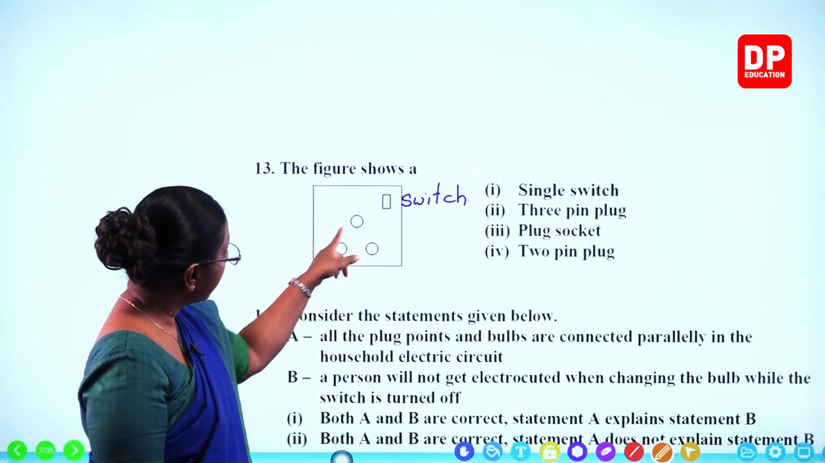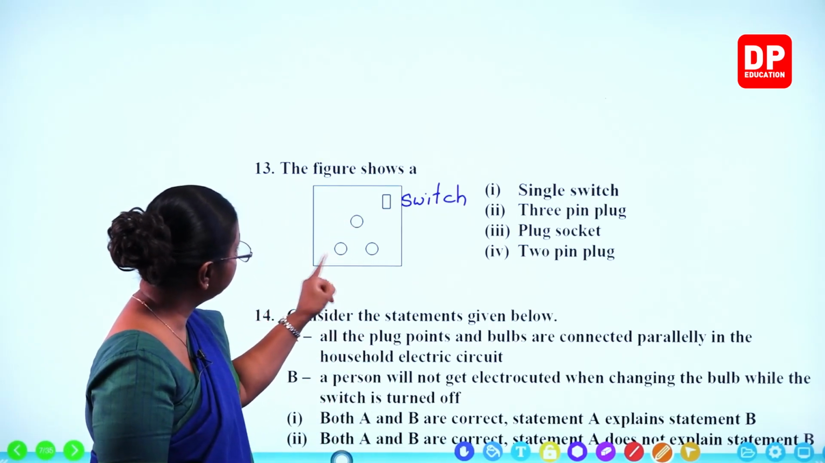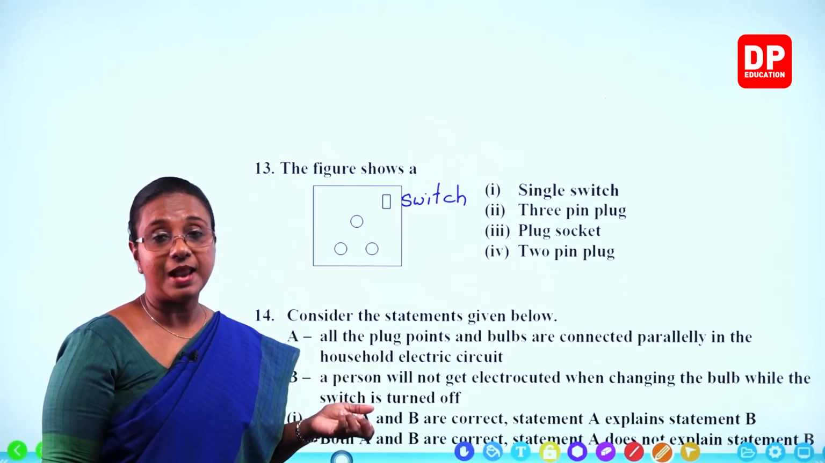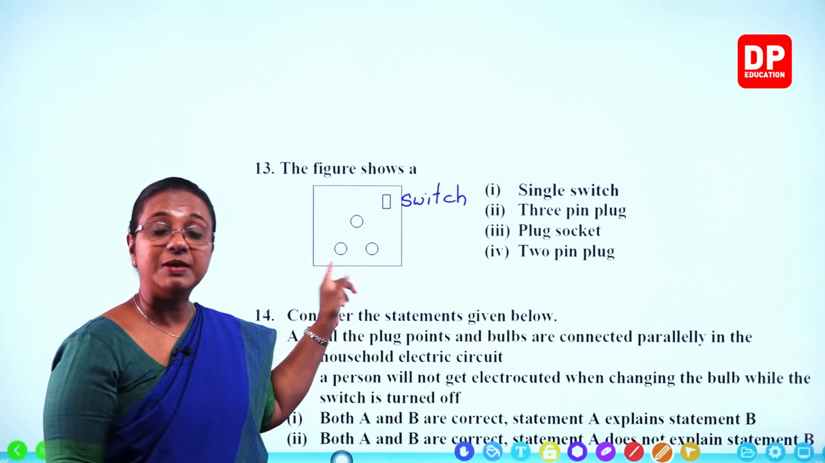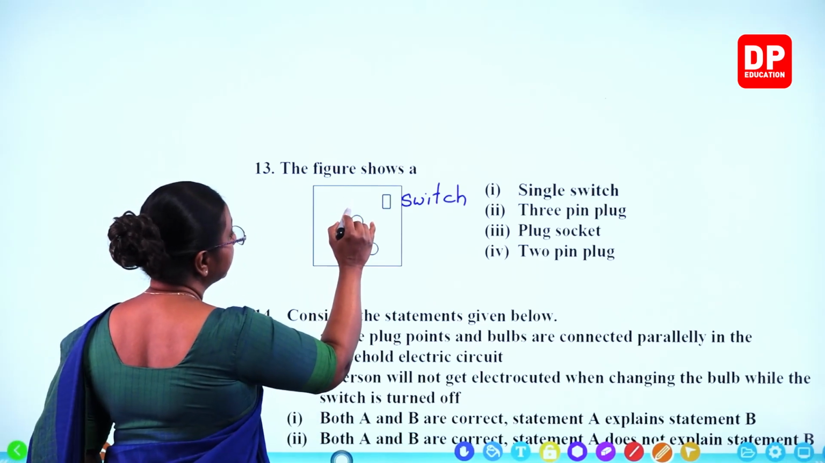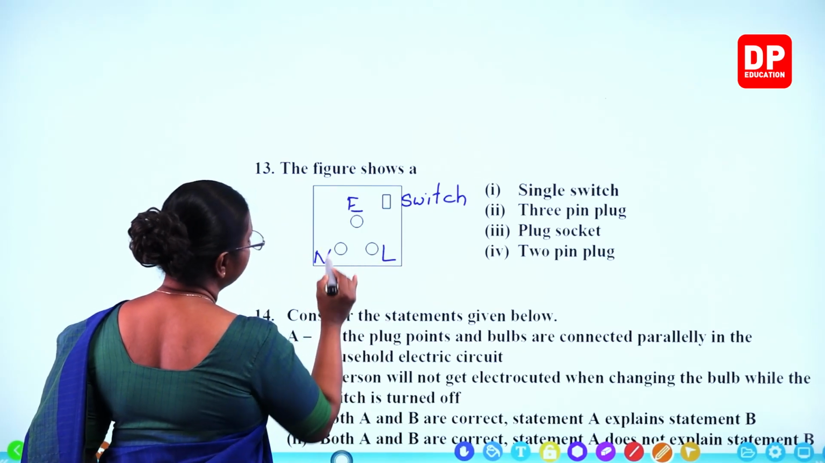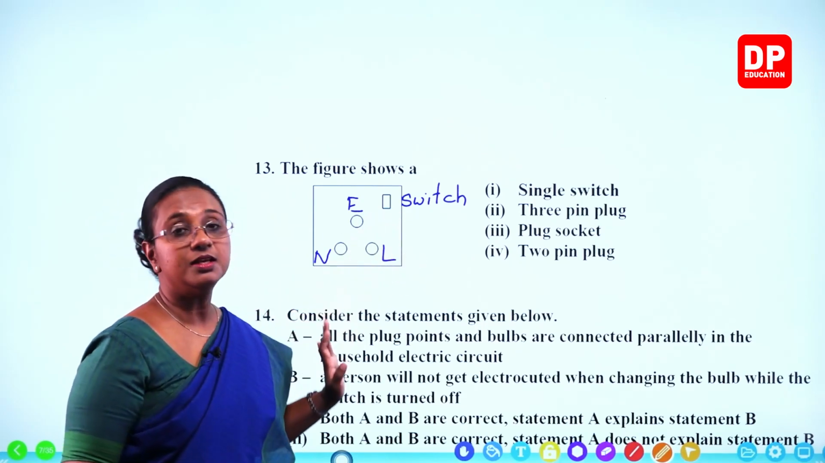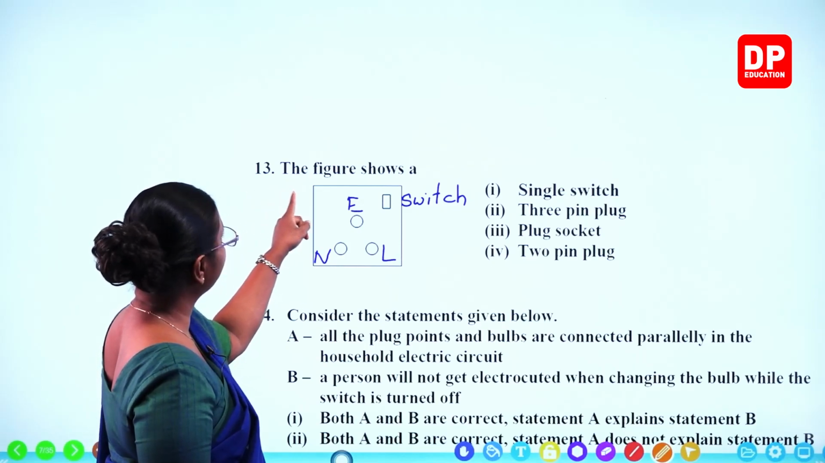And there are 3 pins. So it is a 3-pin plug socket, and from the shape of the holes you know it is for a round pin plug. And from that you know to identify the different pins also that will be inserted into these holes. So here you all know the earth pin will go into this, live pin will go into this, and the neutral pin will go into this. So this is a plug socket with a switch. That is what this component is. So we need to identify the figure.